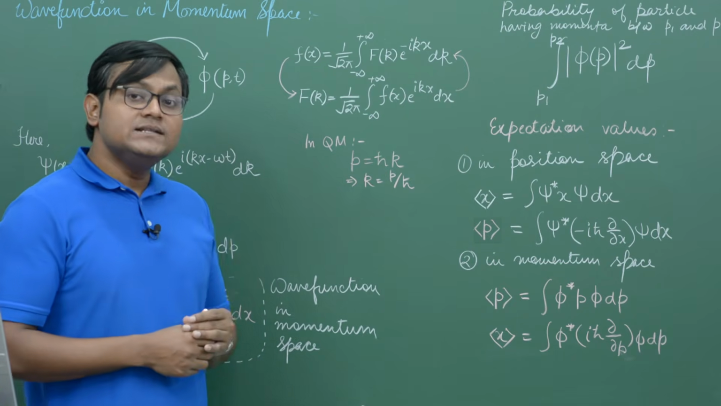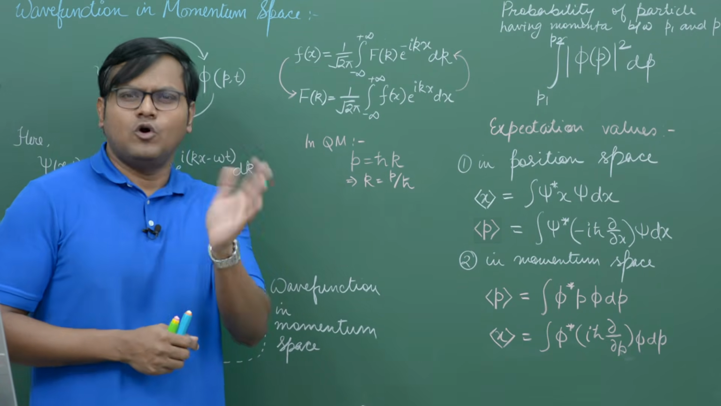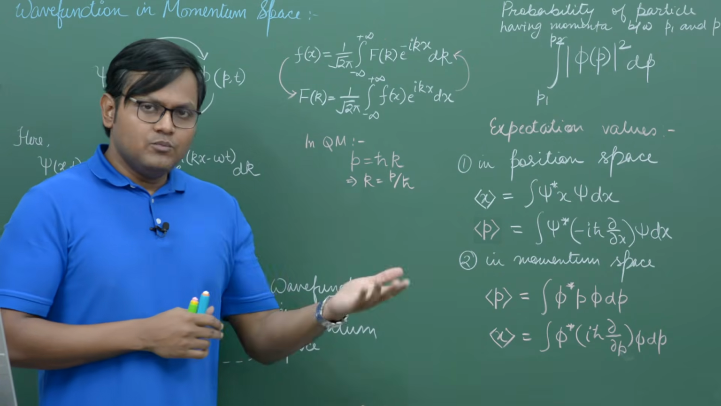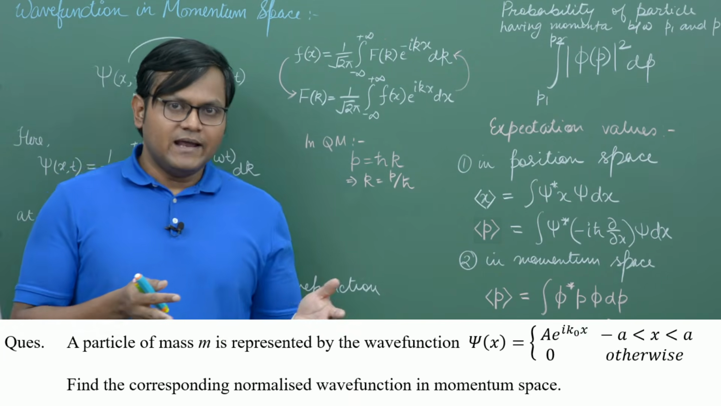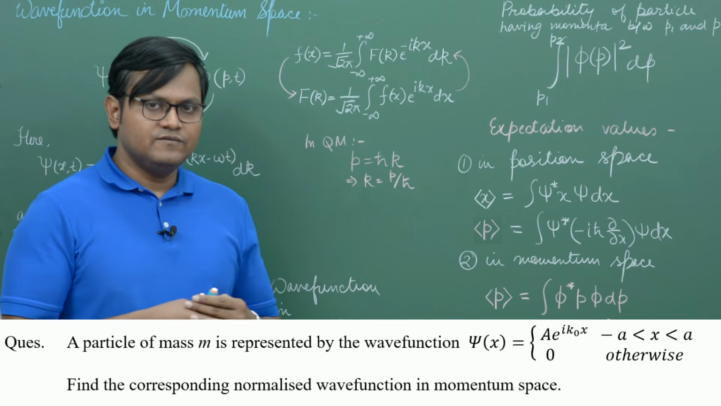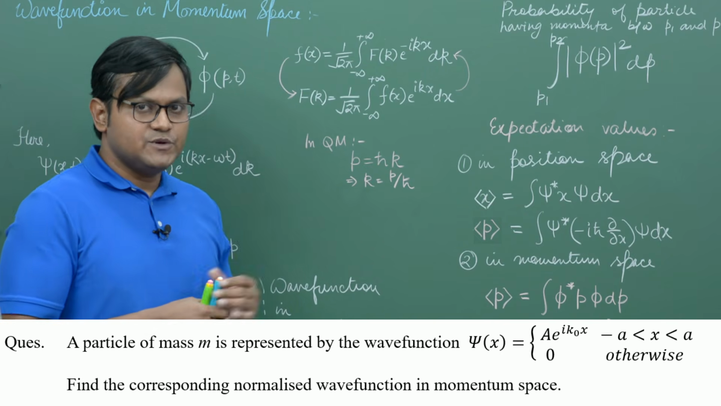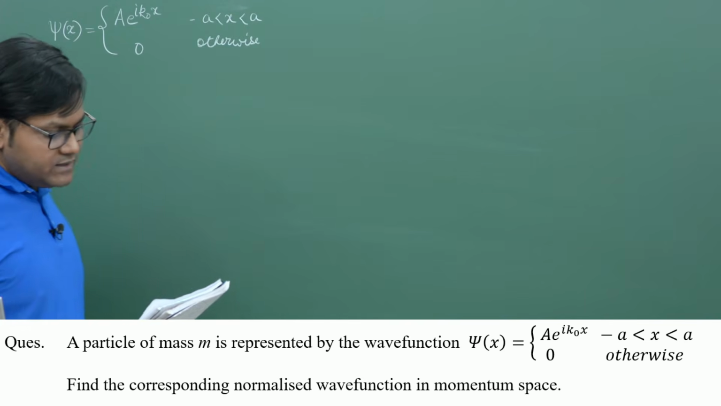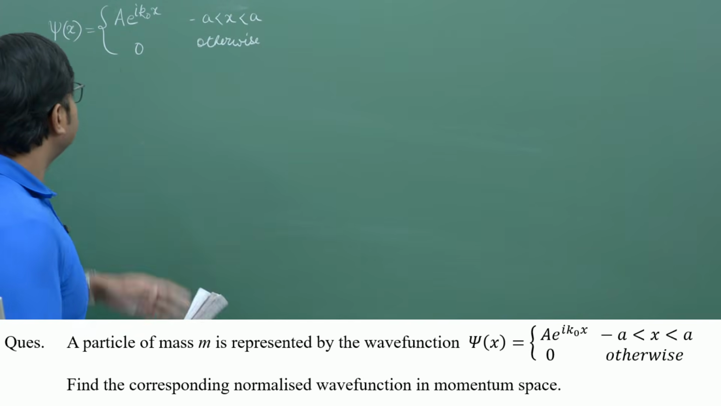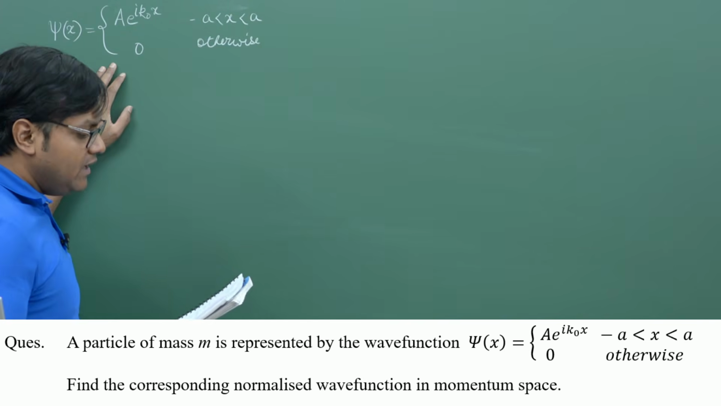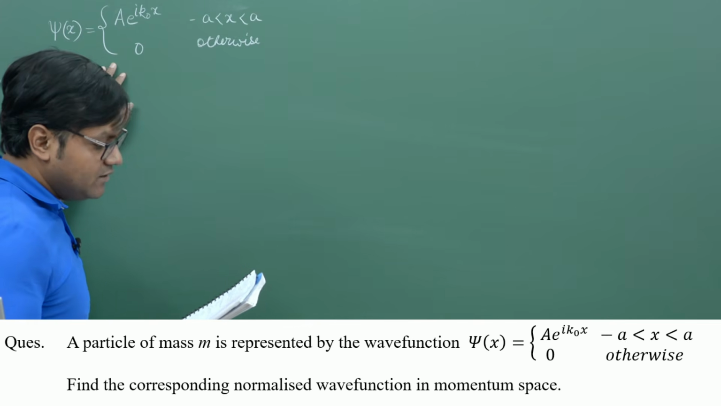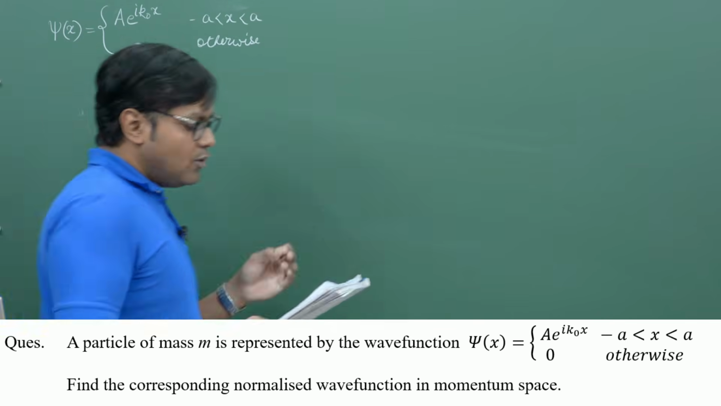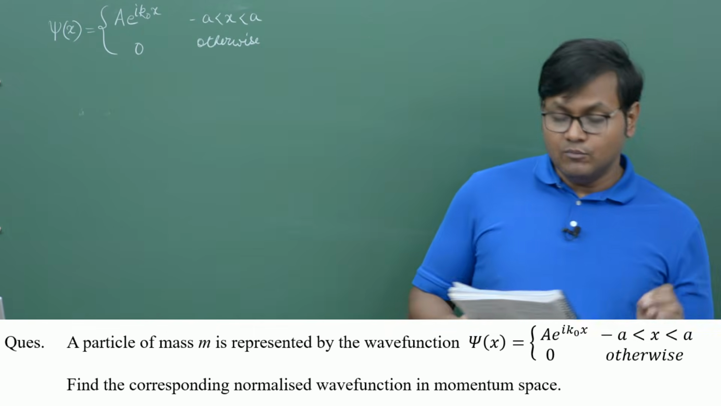Now to extend the discussion a little bit further, I want to actually solve a problem. If you are interested, you can continue. I will give you a numerical problem, and I want to solve it and obtain the answer based on the expressions that I have just obtained. In this question, we have a particle of mass m which is represented by this wave function: psi is equal to a e to the power iota k naught x in the range of minus a to a, but 0 otherwise. Find the corresponding normalized wave function in momentum space.